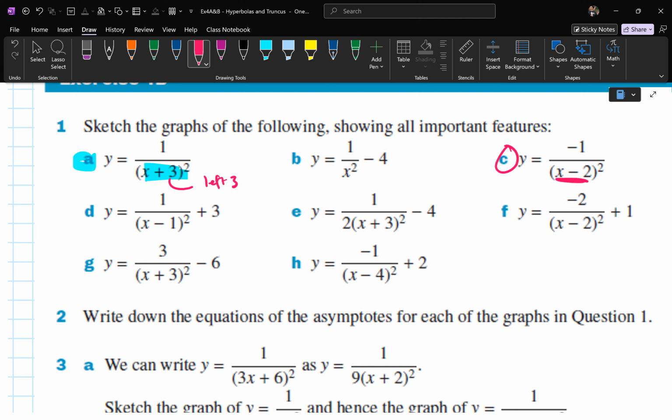Moving left or right? X minus 2. Right 2. If you solve for that, that should be right to the 2. It's positive 2, so right by 2. Let's go with the next one. What's another one that moves left or right?